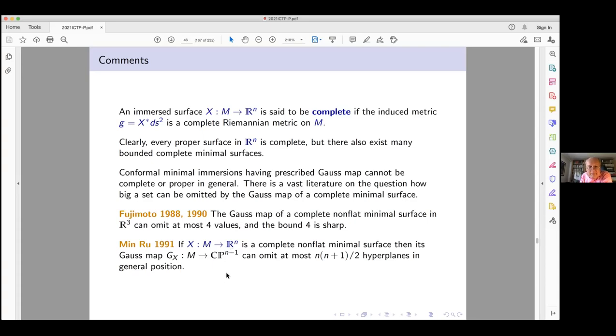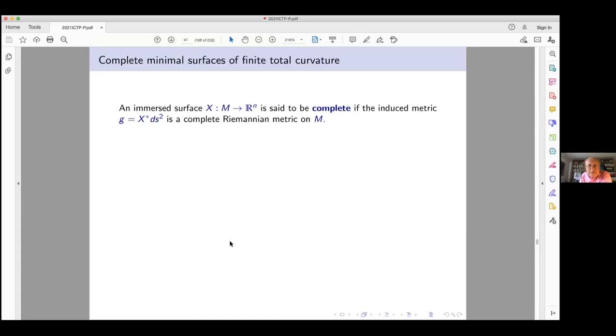These questions come back to some kind of hyperbolicity type questions in complex analysis. These questions about the Gauss map.